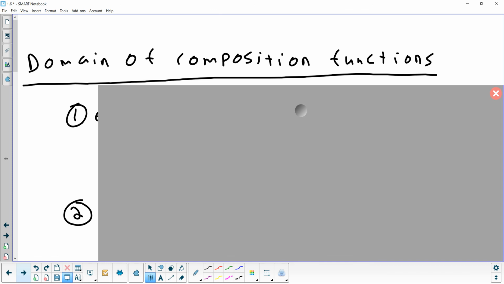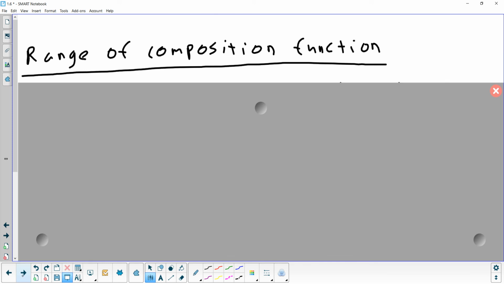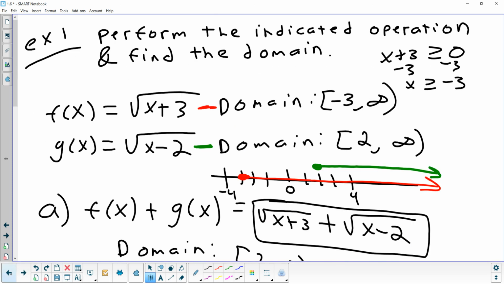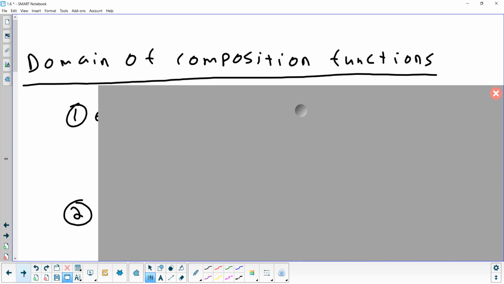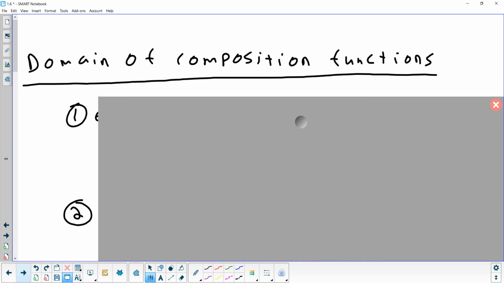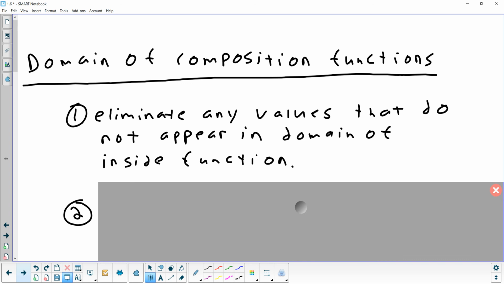First, whenever you do composition, you have what's called an inner function and an outer function. In this case right here, I consider f to be the inner function and g the outer, because it's on the outside. So you start with the inner function. And then you ask yourself, is there anything in the inner function that I'm not allowed to use? If there is, we have to eliminate those values from the domain.